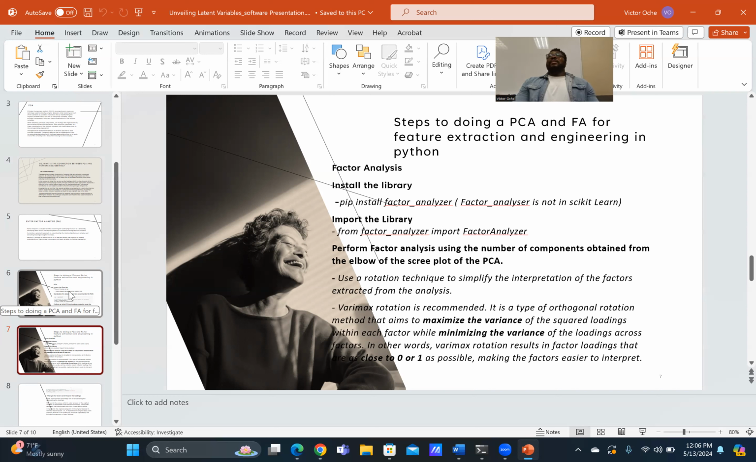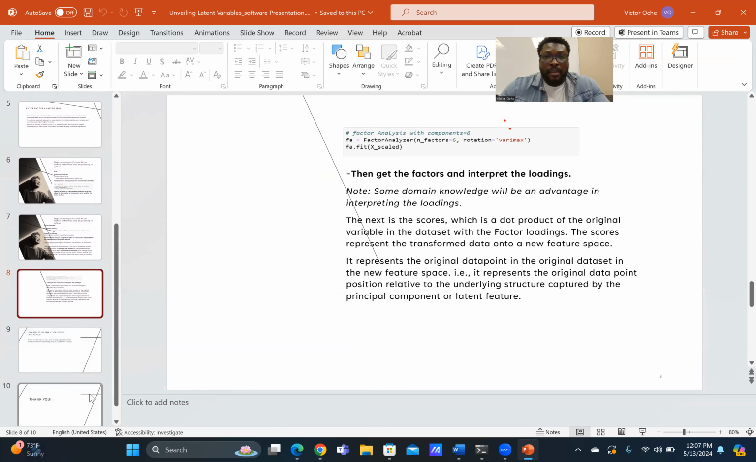So basically, it makes the high loadings high, and the low loadings low, so that we can easily see what's happening in each factor or component per se, and then we can understand it. In other words, Varimax rotation results in factor loadings that are as close to 0 or 1 as possible, making the factors easier to interpret. So this is an example of fitting a factor analyzer with 6 components using Varimax rotation.